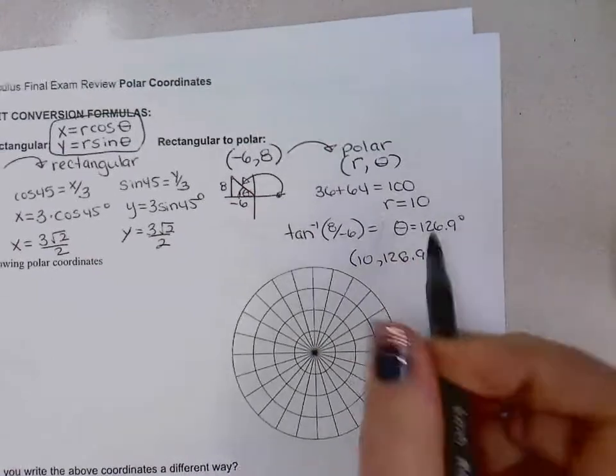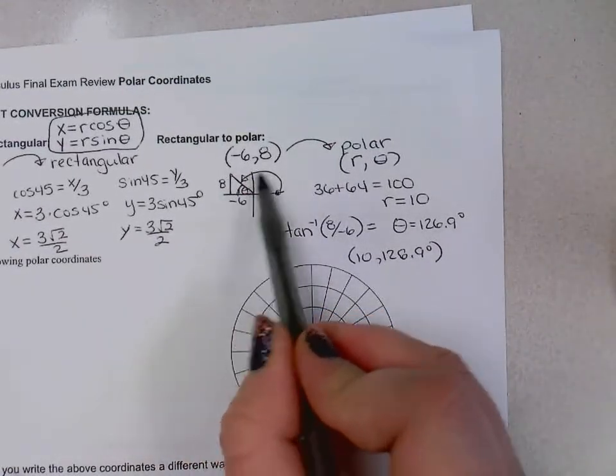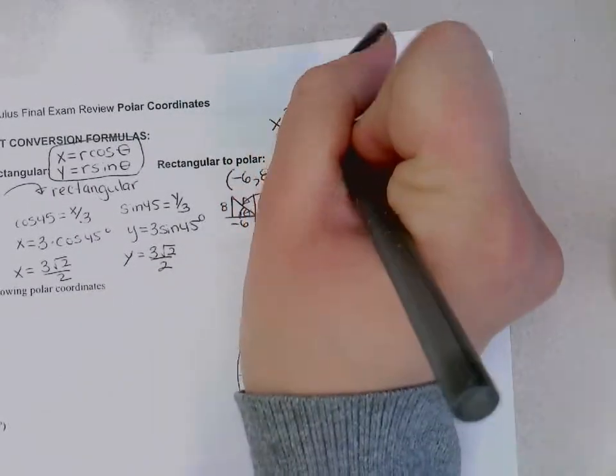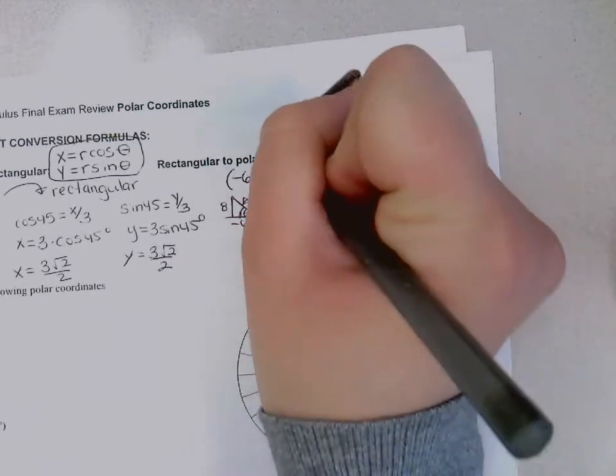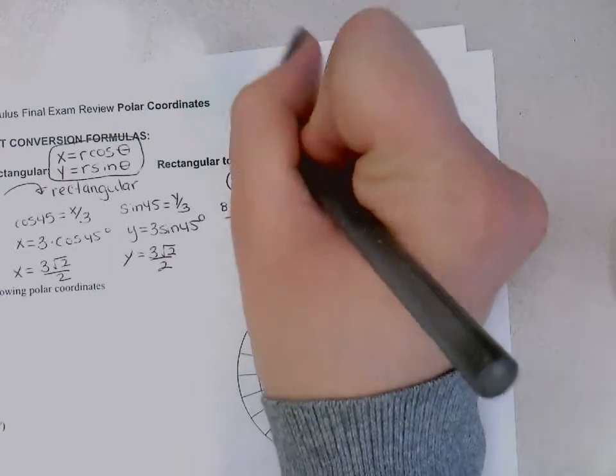So when you do your tan inverse, you have to figure out which quadrant you're in and if your angle makes sense from the origin. So our two big formulas, x squared plus y squared equals r squared, and the tangent of theta is equal to y divided by x.